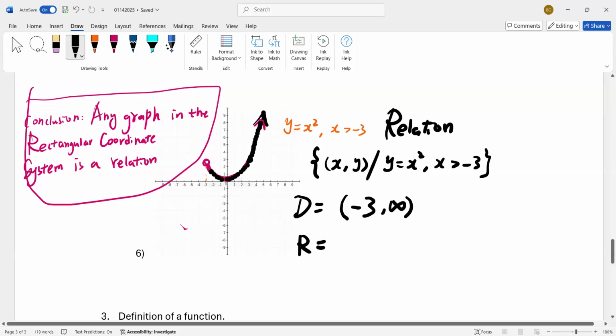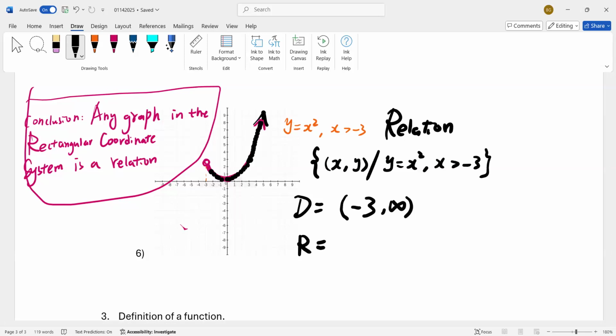What about the range? For the range, you look at the graph vertically, top down, bottom up. Does this graph have a boundary from below? Yes. What is it? 0. Yes, you're right. Very good. This is the boundary from below, right? It doesn't go down more. There's nothing here. So vertically, the graph stops here at 0. So 0 is the boundary from below. Since 0 is included, we use a bracket.